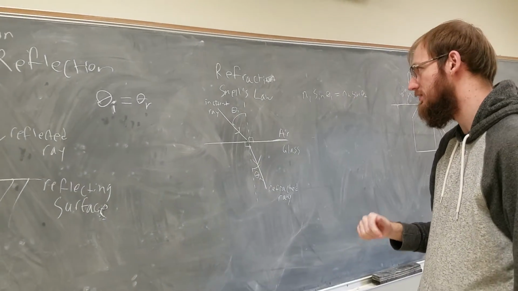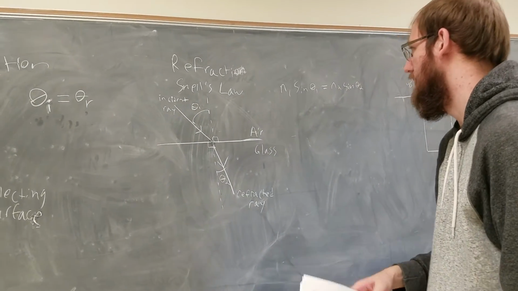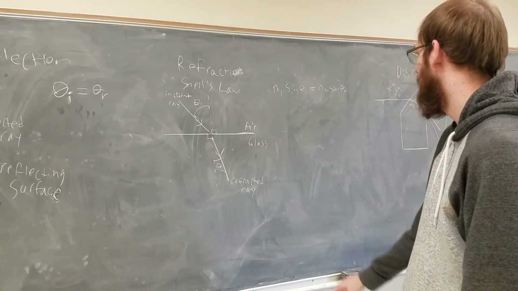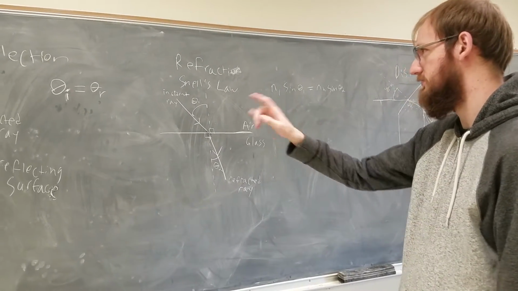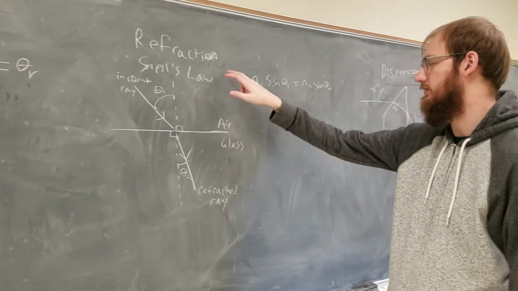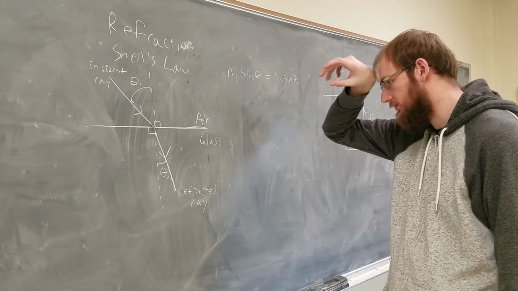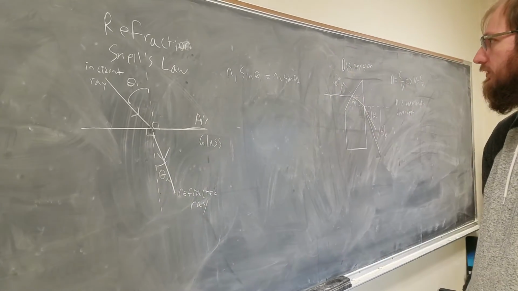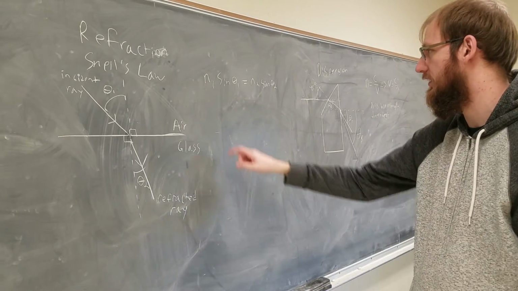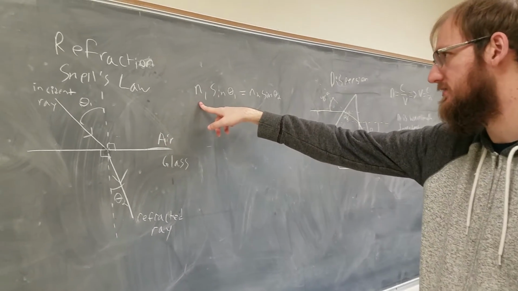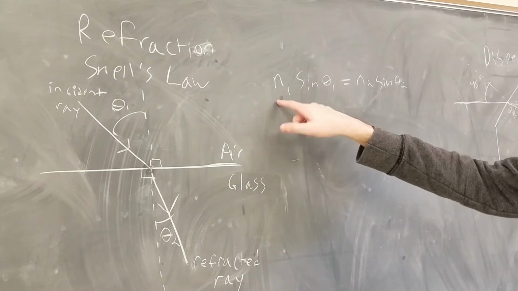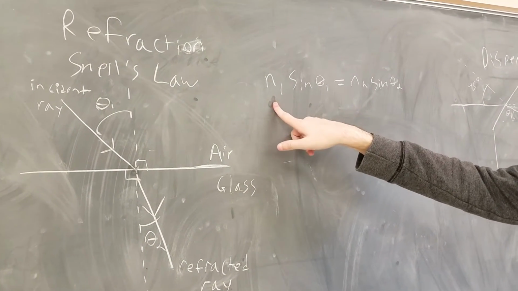So part B is Snell's Law, named after a person with the last name Snell. It looks similar to the law of reflection, but because we're covering refraction, Snell's law refers to refraction. It's a little more complicated. And so we introduce this quantity n, which is known as the index of refraction.